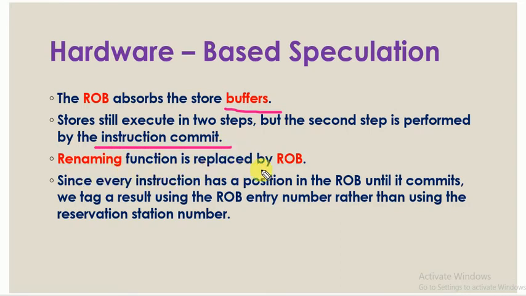The renaming function is replaced by the reorder buffer. Now the renaming is done with the support of the reorder buffer, whereas in the previous case it was done with the reservation stations. Since every instruction has a position in the reorder buffer until it commits, we tag a result using the ROB entry number rather than using the reservation station number. So here, instructions are identified using the ROB entry rather than the reservation station number.